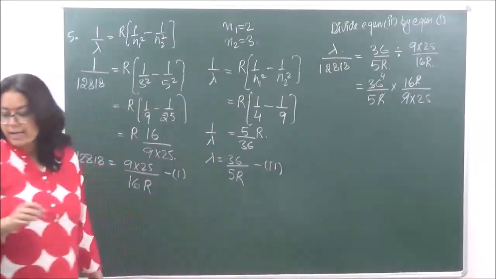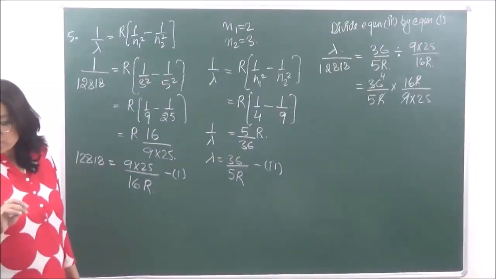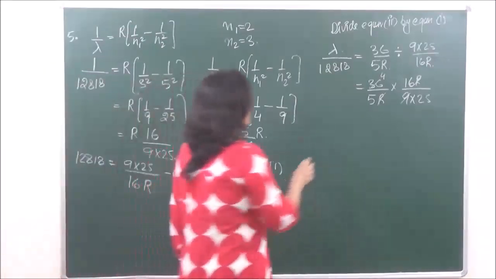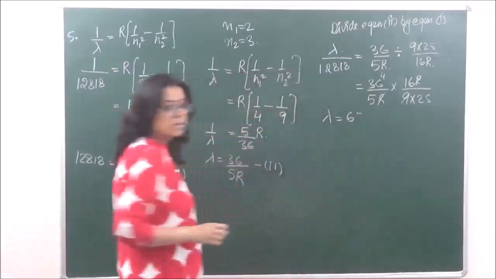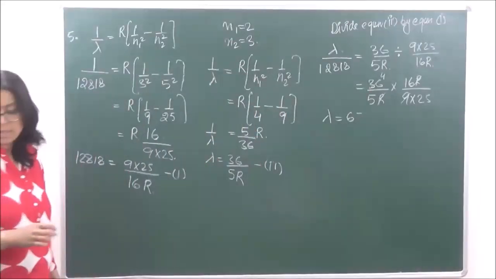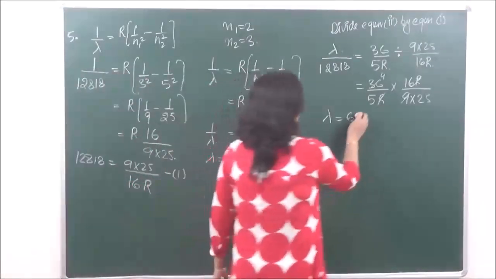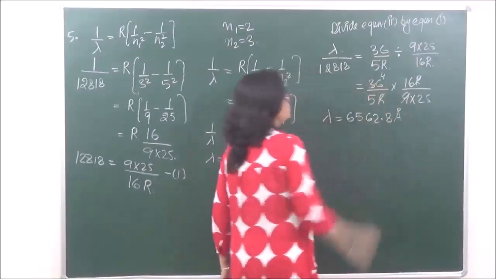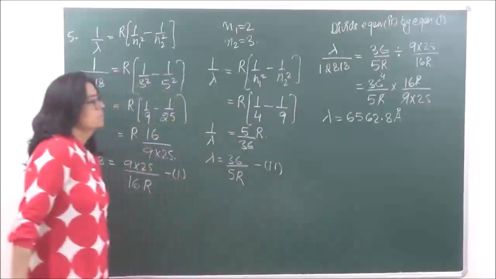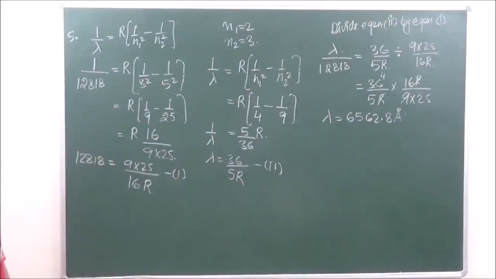So when we calculate lambda over here, lambda comes equal to 6562.8 Angstrom. Clear? So this is how you are supposed to do this question. Then let's go on to question number 6.